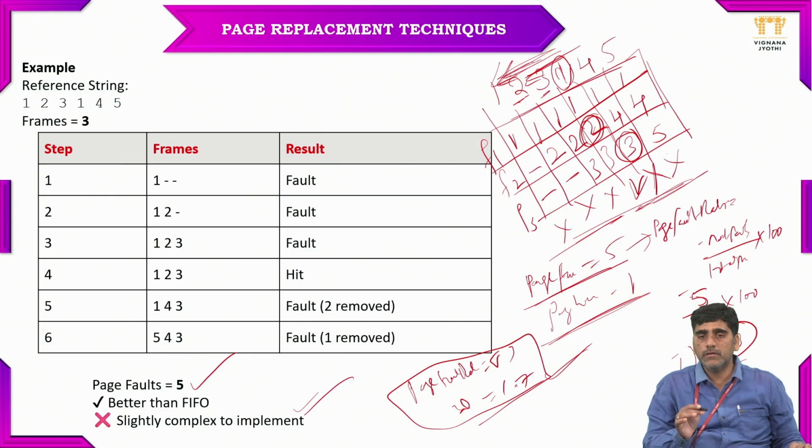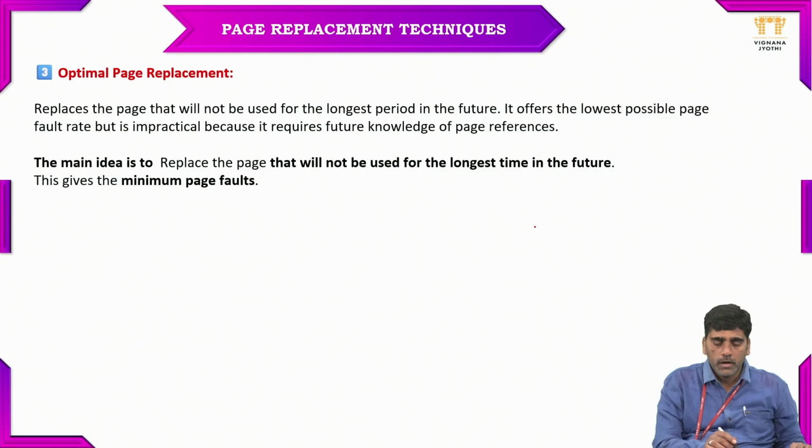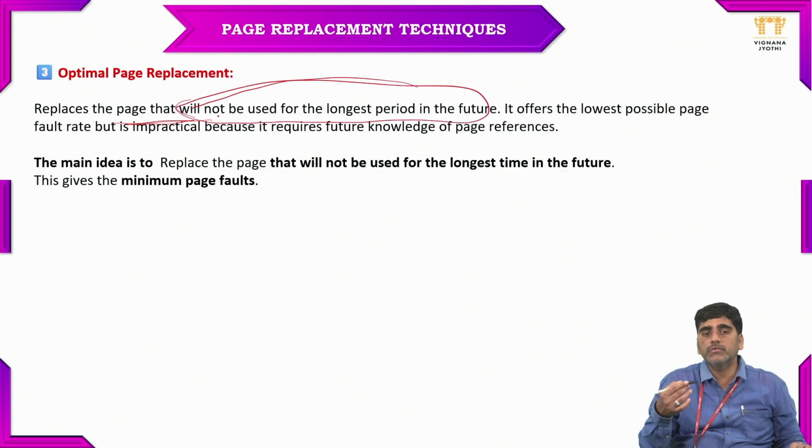That is the thing we have to consider. This is the way we have to understand least recently used. And the next algorithm is the optimal page replacement process. Out of these three, the third algorithm is optimal page replacement. Here it replaces the page that will not be used for the longest period in the future.